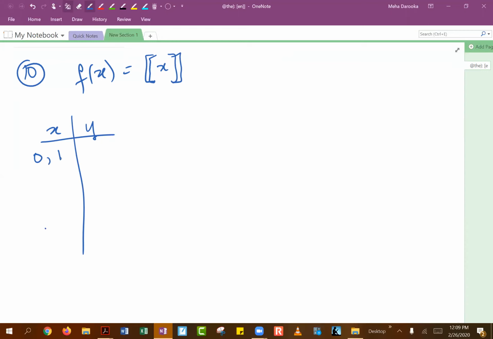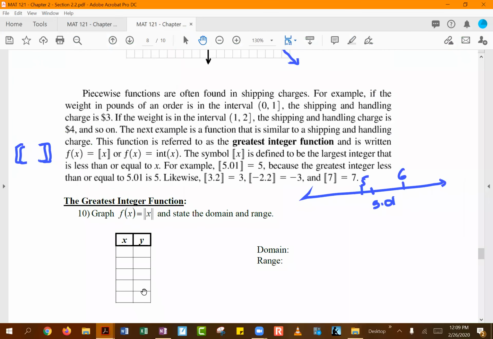I'll tell you why. So if I have numbers right at 0, 0.5, 0.99, and let's say 1. If you think about the greatest integer function, we define it as the largest integer that is less than or equal to x, right? That's what we had in that little statement right here.